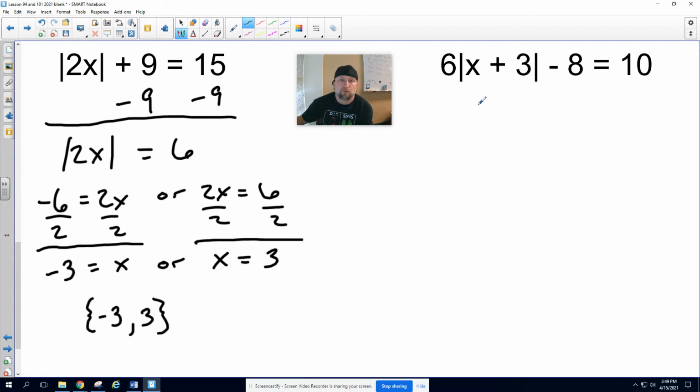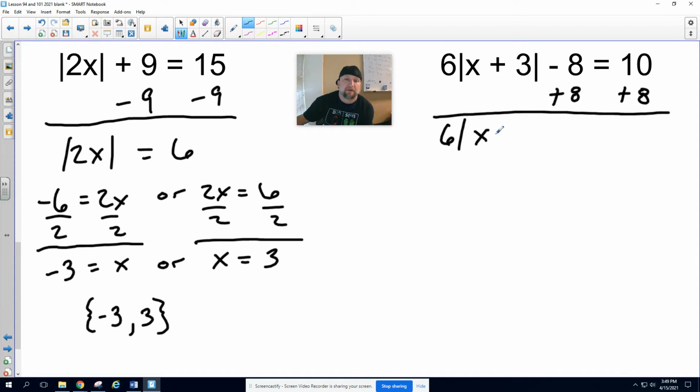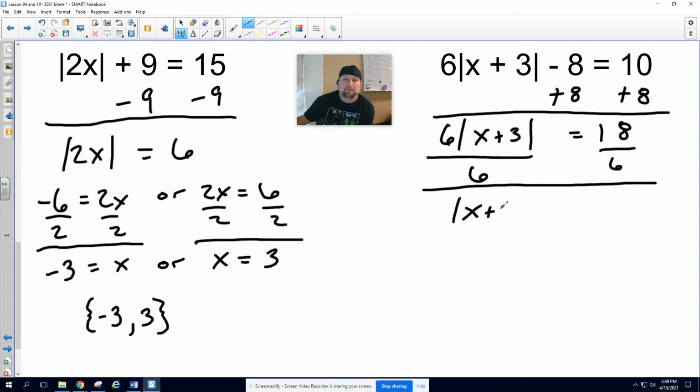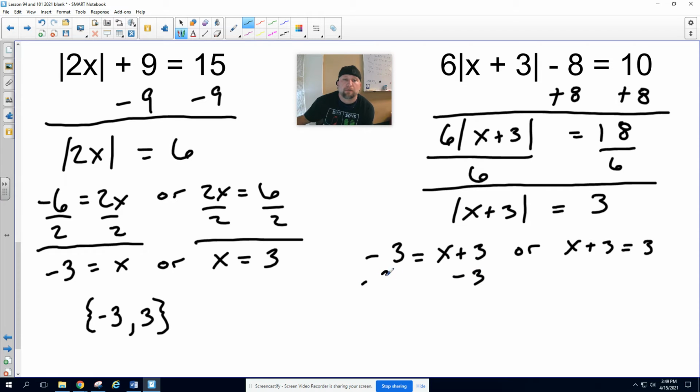This time we've got a few more parts. We've got 6 times the absolute value of x plus 3, minus 8, equals 10. So we're going to first add 8 to all parts. We're isolating the absolute value. So we have 6 times the absolute value of x plus 3, and that equals 18. Now we can divide by 6, and that leaves us with the absolute value of x plus 3 equals 3. So we have negative 3 equals x plus 3, or x plus 3 equals positive 3. Subtract 3 from all parts.